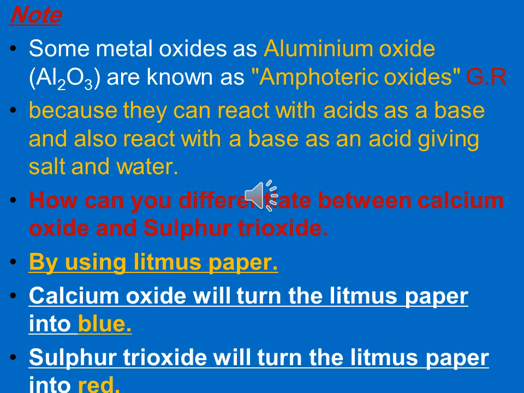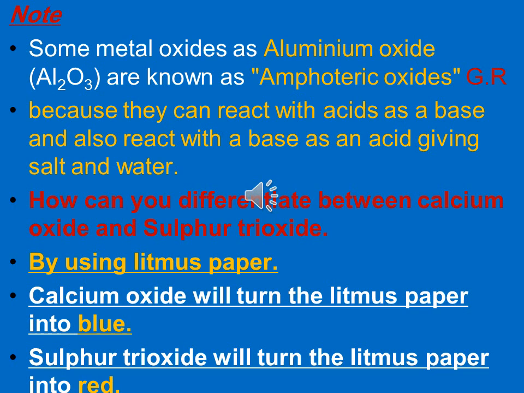Some metal oxides, which we call amphoteric oxides, like aluminium oxide. Why? Because they can react with acid as a base and also can react with base as an acid. So they can do both. They can act as an acid if they are reacting with a base, and they can act as a base if they are reacting with an acid. And it gives us salt and water.